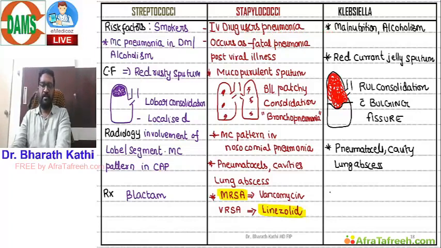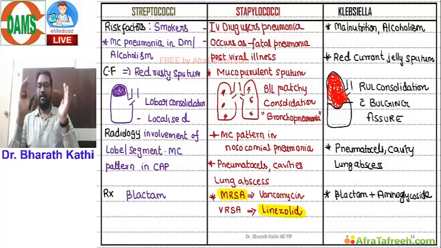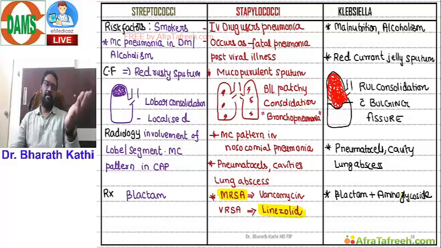And the treatment of Klebsiella is usually a combination of a beta-lactam antibiotic with an aminoglycoside. And once again students, don't think that all these features will 100% exist, that you will see it like this only in Streptococcus, only in Staph, or only in Klebsiella. They can also present with overlapping features. They can also present without these classical features. But if you see these together, you have to suspect that organism.